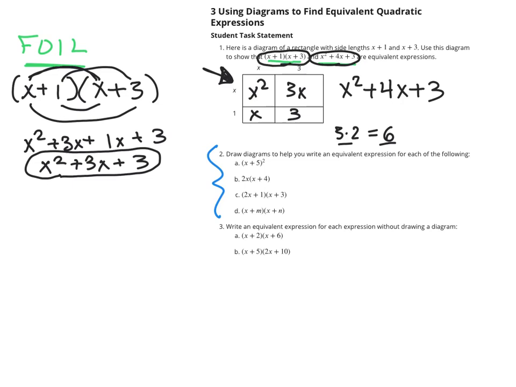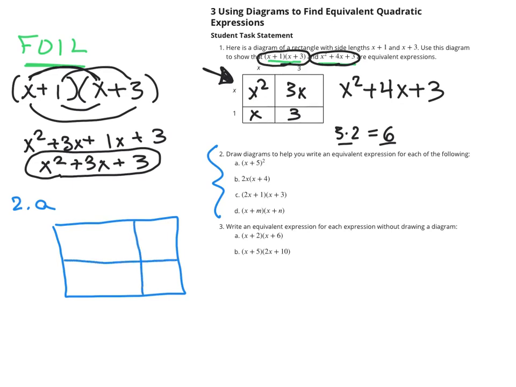So let's work through these. I'm going to need a new slide though, aren't I? I don't have enough space. I'll do A here. So x plus 5 squared, and my diagrams are never going to be drawn to scale. I do my best, but. So I have x and 5, x and 5. And we're just multiplying the row and the column. So x times x, 5 times x, 5 times x, and 5 times 5. So what I'm doing is row and column, right?